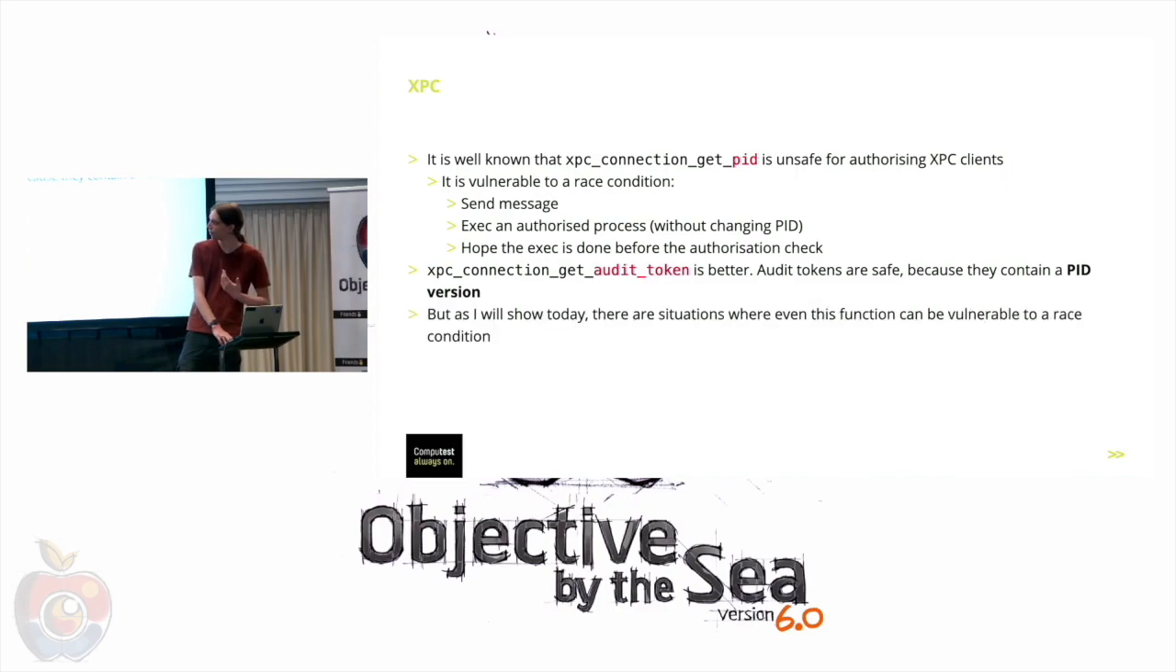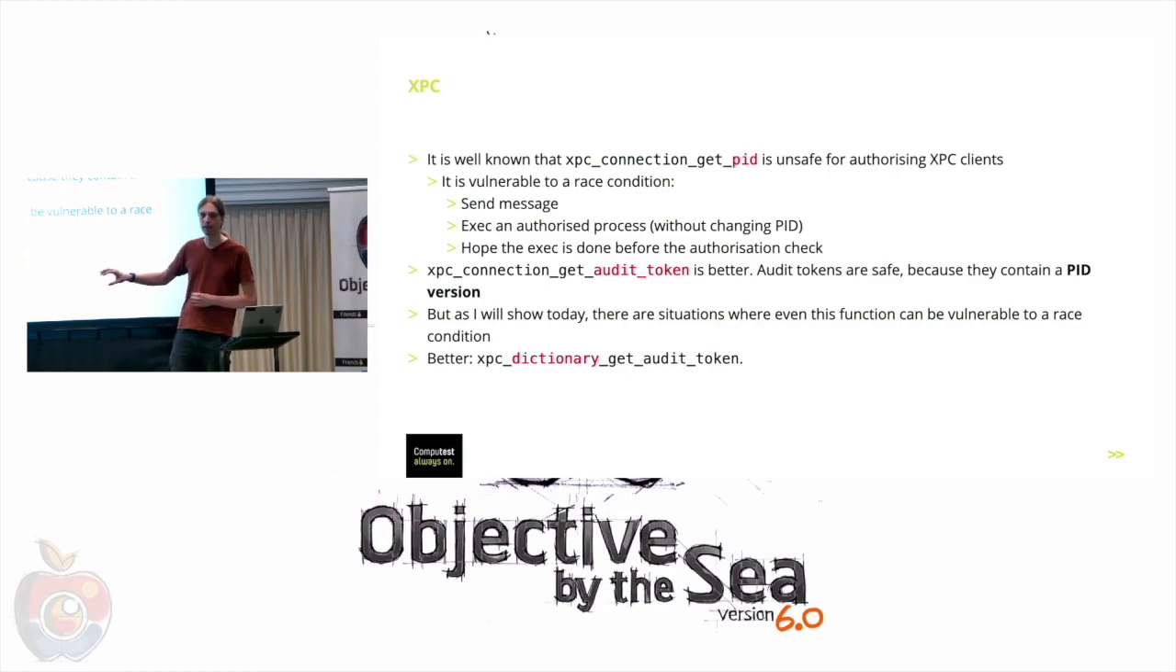But in this talk, I will show that there are still situations where this function gives you the wrong audit token, and therefore that you may do an incorrect authorization check. And therefore, it's better to use the function xpc_dictionary_get_audit_token if possible. This is also part of the non-public API, as is xpc_connection_get_audit_token. So if you do this in third-party code and you don't want to use any private APIs, I'm not sure if you even can do that. So ask Apple for that.